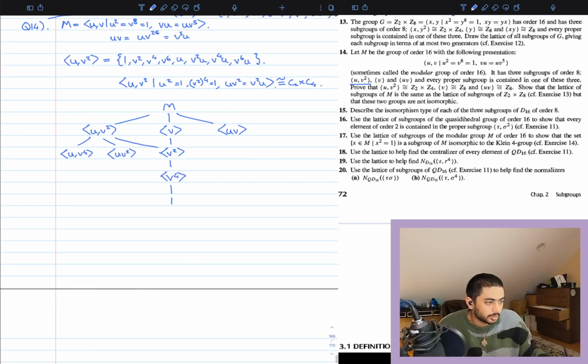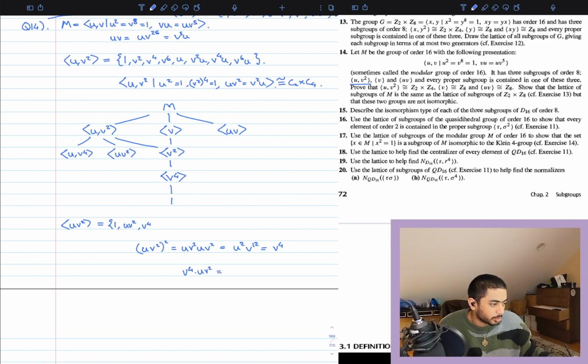So let's take a look at the group generated by uv squared and just verify that this is cyclic of order 4. It's got 1, it's got uv squared. Now when you square uv squared, and swap these two, you get u squared v to the 12, which is v to the 4. So next up, v to the 4, and then v to the 4 times uv squared.